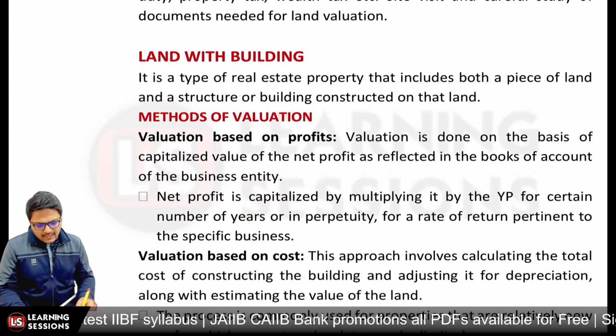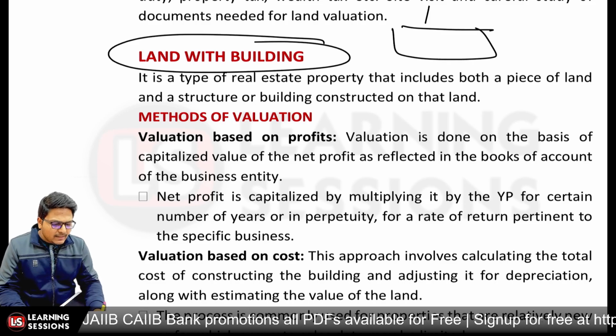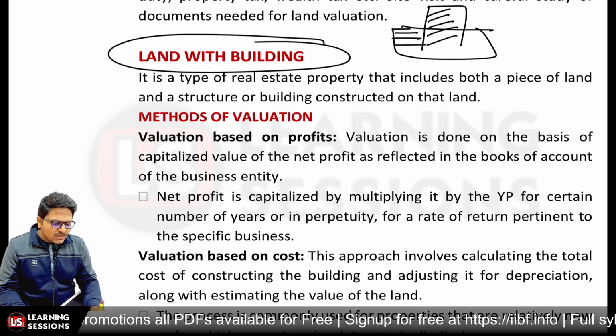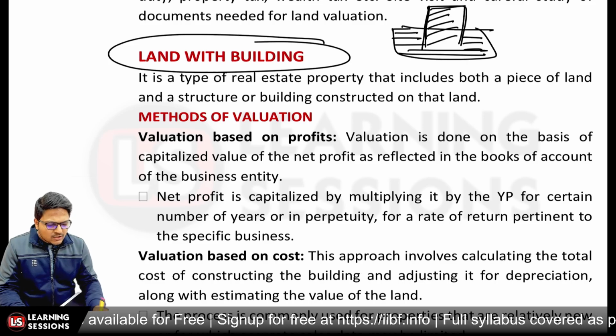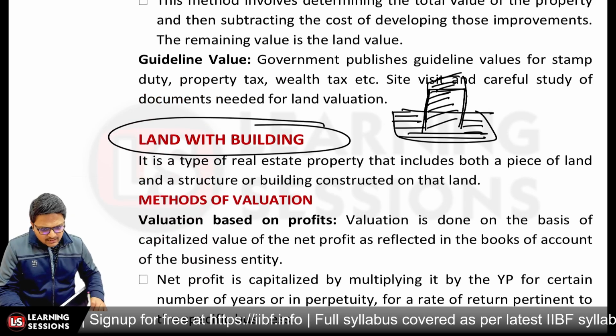Now the third type we are having is related to land with building. There is a piece of land, and a building is also built upon the same. Now we won't only be covering the particular piece of land value, but will also be covering the built-up cost of the land, right? So that's the main funda related to the land with the building over there.